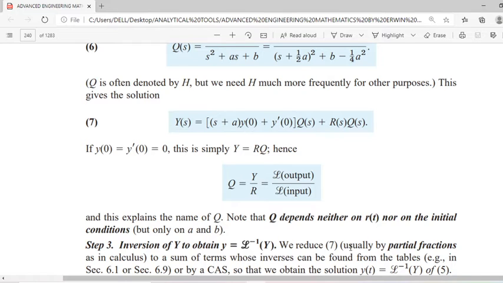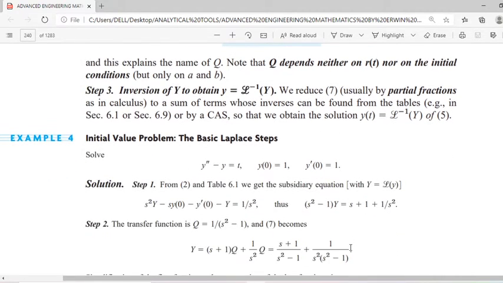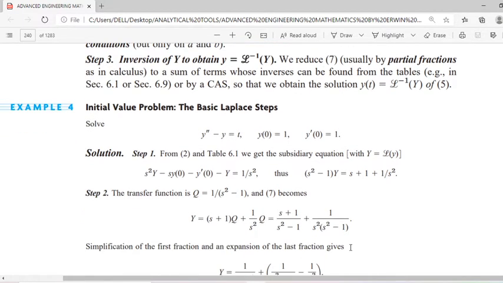Okay, so this is a particular case. We cannot ensure always y of 0 equal to y dash of 0 equal to 0. It is a special case. In that special case you can see that y is equal to r into q. And how can we find out y? We apply the inversion of y. Let us look at one example, and we will consider more complicated problems in the later session by using some more results, which we will discuss in coming classes.